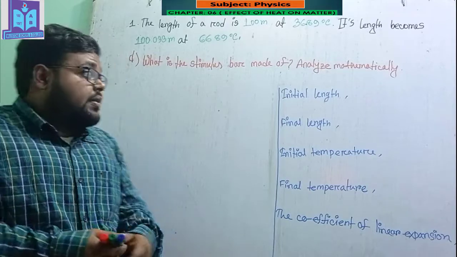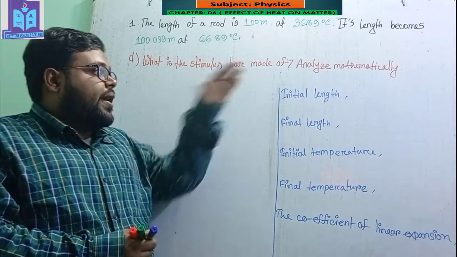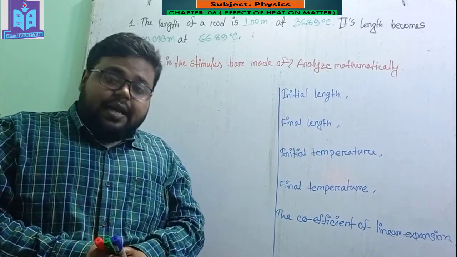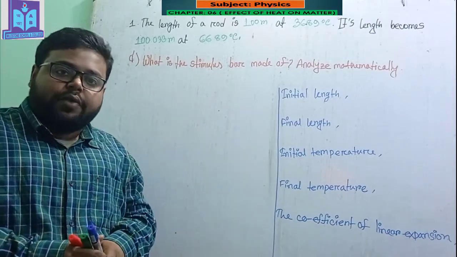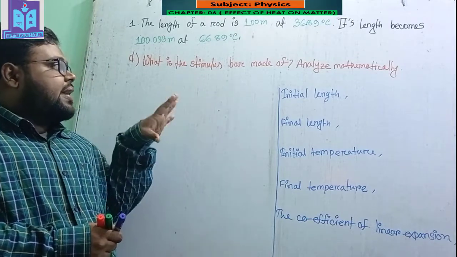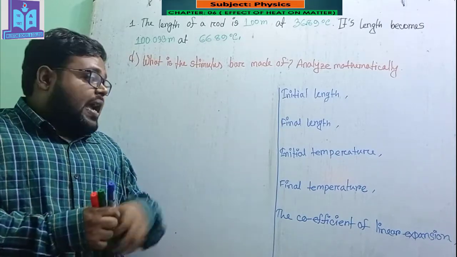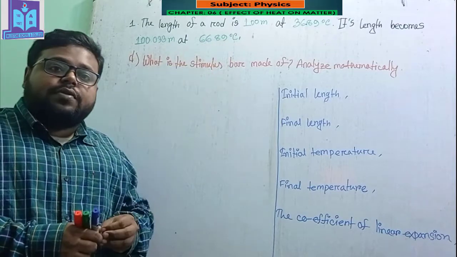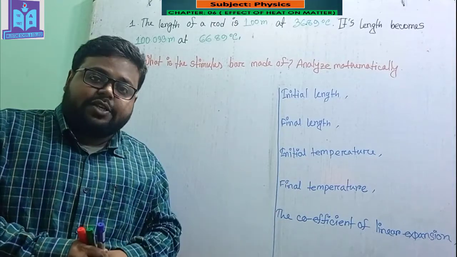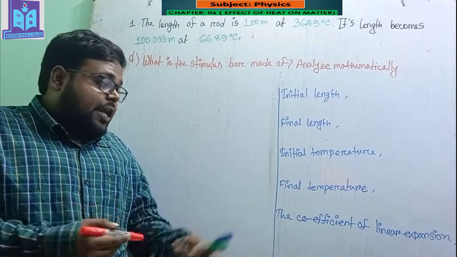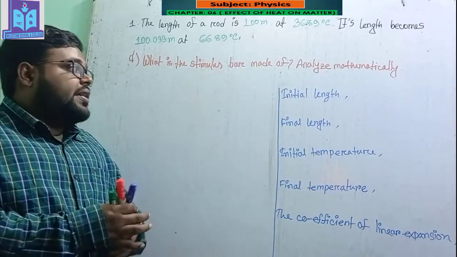My dear student, number D question, here you can see that what is the stimulus bar made of? Analyze mathematically. That means I have to find out by which metal this rod is made of. If I want to find out, at first by using all of these given values, I have to find out the coefficient of linear expansion, because from the coefficient of linear expansion, I can say by which metal the bar is made of.